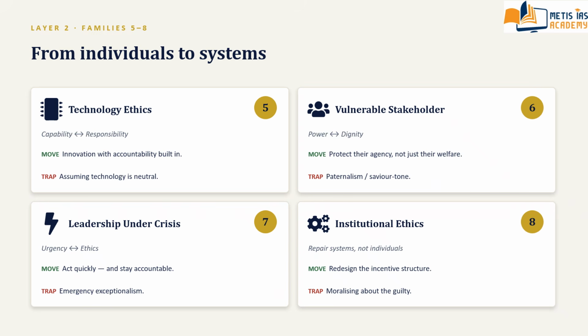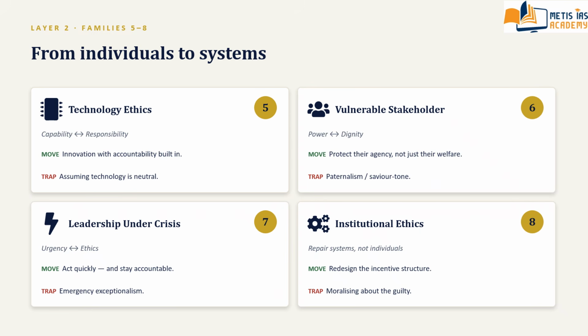So the trap UPSC has given you is assuming technology is neutral. We started with individuals, now we are entering the systems. So don't assume technology is neutral, because sometimes it will create bias also. That is why innovation with accountability built in is the need of the hour, and a compulsory need at this point of time, because we are in the era of artificial intelligence.